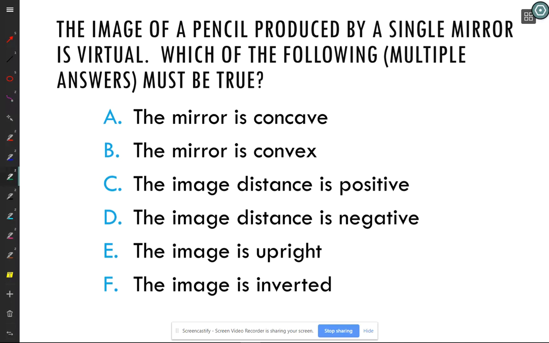Actually, before we go through one by one, let me make sure we remember what it means to be virtual. What does it mean if it's virtual? It means it's not real. That is an absolutely correct definition, although it probably wouldn't be the one on the test if I were to ask it on the test.